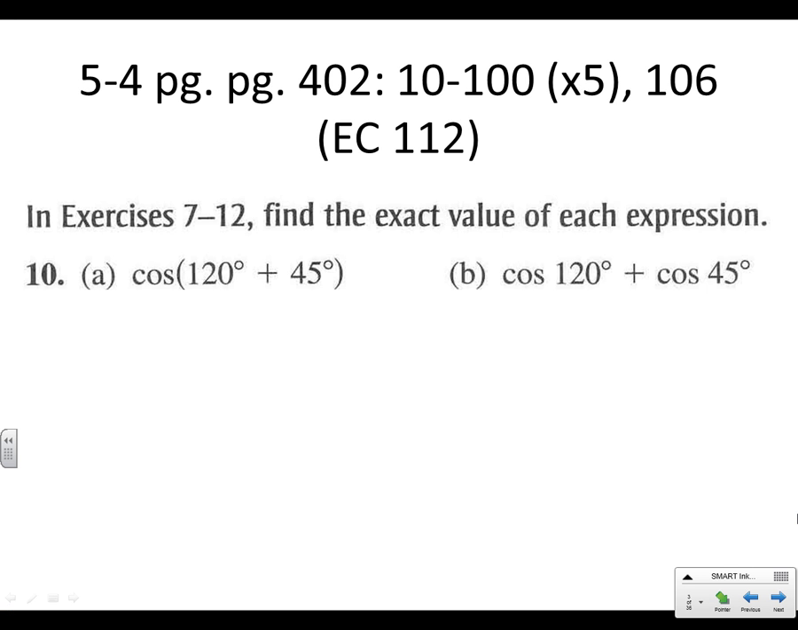All right, here we go. Let's get started with the homework for 5-4, page 402, 10 through 100 every fifth, and problem 106.